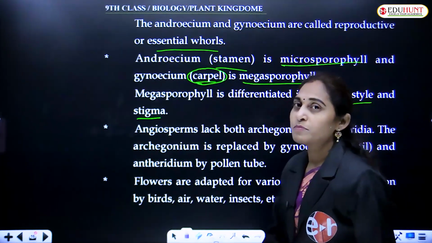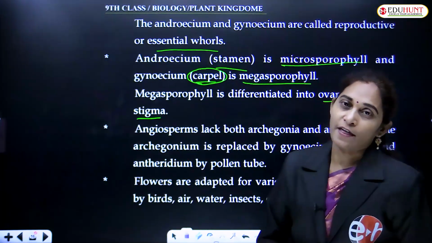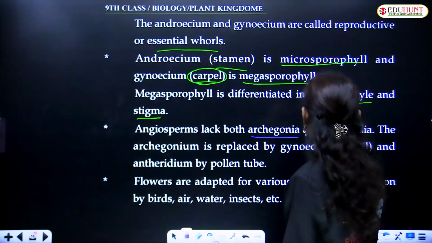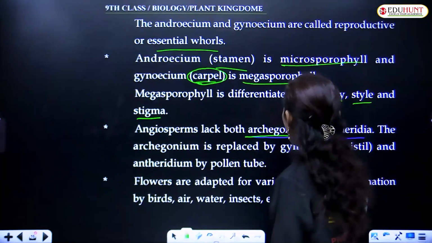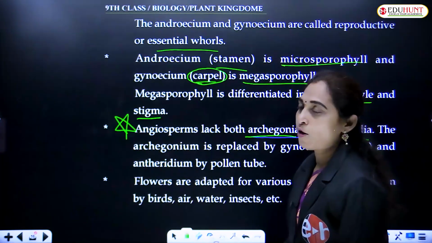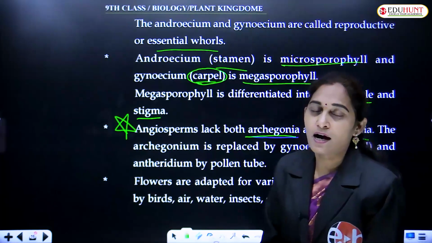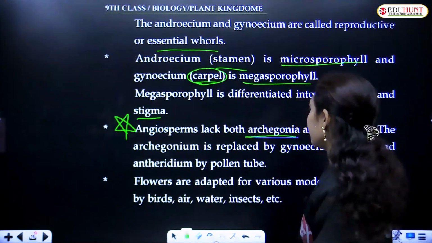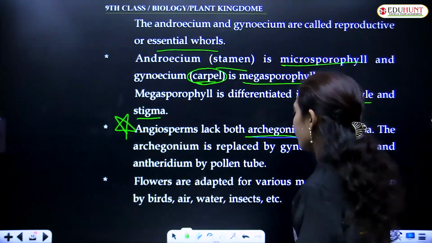And angiosperms lack both archegonia and antheridia. So antheridia and archegonia are absent. This must be kept in your mind. Both archegonia and antheridia are absent, and they are replaced by gynoecium and androecium.